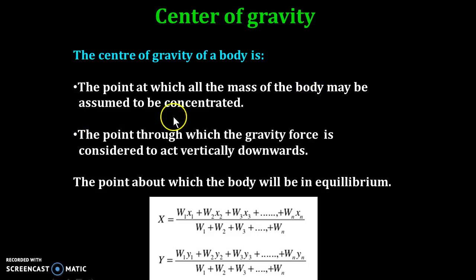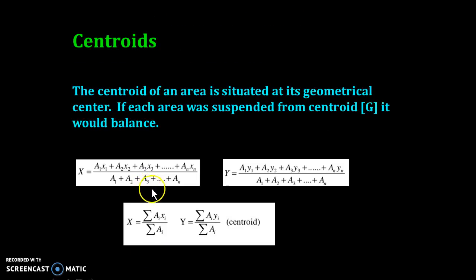body may be assumed to be concentrated. The point through which the gravity force is considered to act vertically downward. The point about which the body will be in equilibrium, the body will be in a stable condition. This is the equation to find out center of gravity with respect to a given axis.